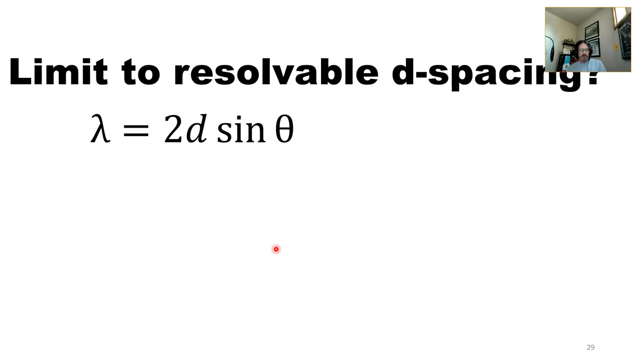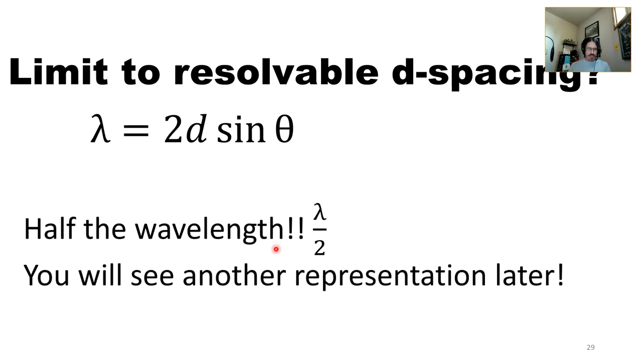Another question: the limit to resolvable d-spacing. Some people say that if you have a d-spacing that's less than lambda, you can never diffract it. According to a rule of thumb, half the wavelength is actually the resolvable d-spacing. Always remember it's a rule of thumb, because if you say lambda over 2 equals d, you're removing part of the equation. We'll see another representation of this later.